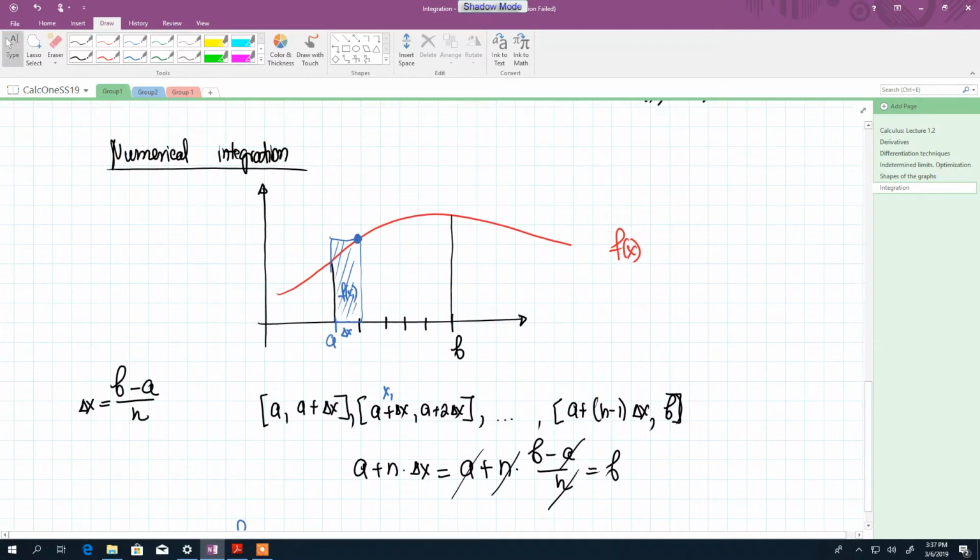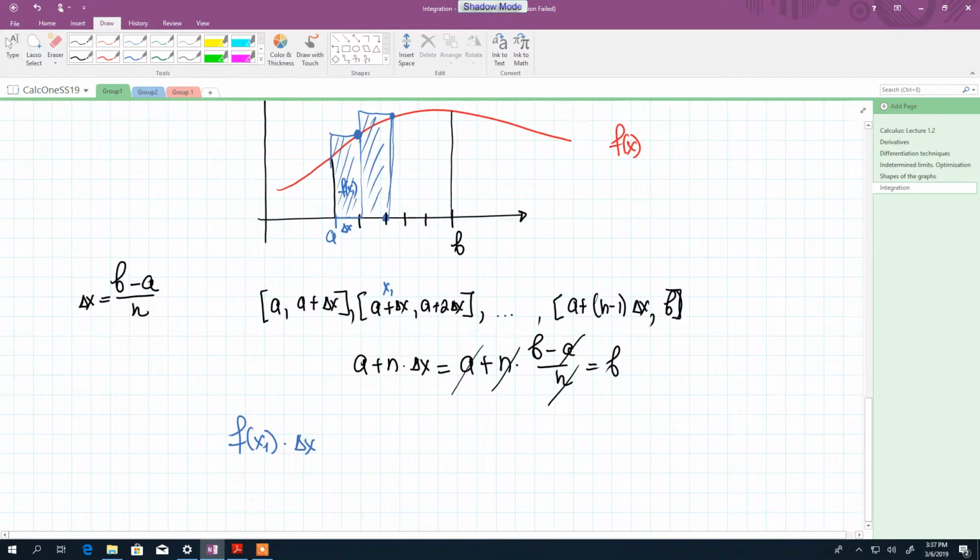Now, I will choose the second endpoint. It will be here. If I multiply f of x2 by delta x, I will find this area, right? Again, the area of the rectangle, not under the curve. So plus f of x2 multiplied by delta x, plus.